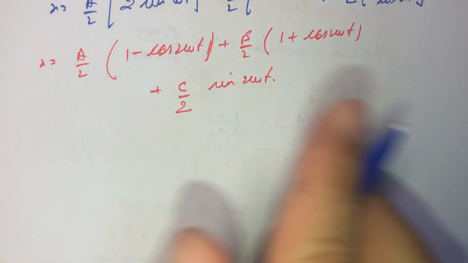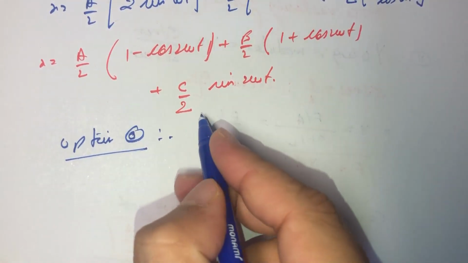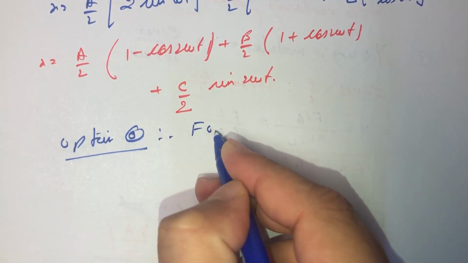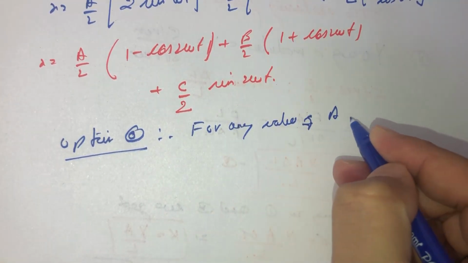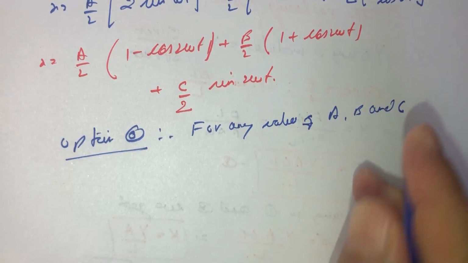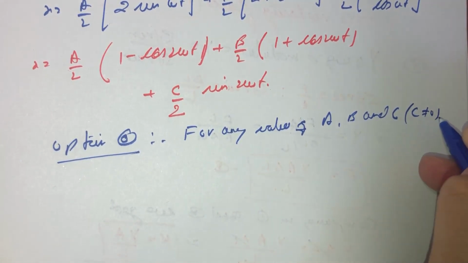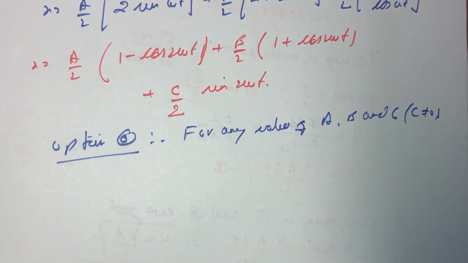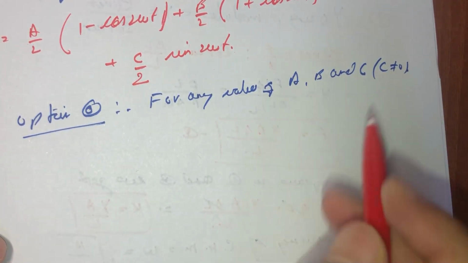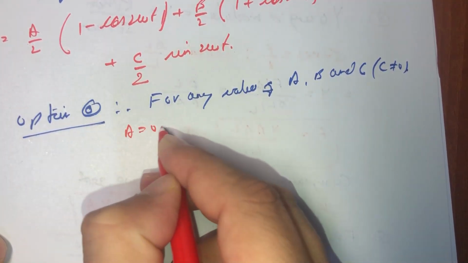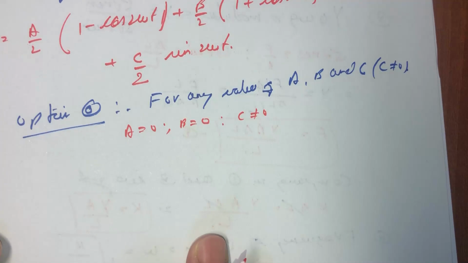Let us start with option A. Option A says for any value of a, b and c, but for c it is putting one condition, that c cannot be equal to 0. So let us try it for the easiest case. We put a is equal to 0, b is equal to 0, and c cannot be equal to 0.